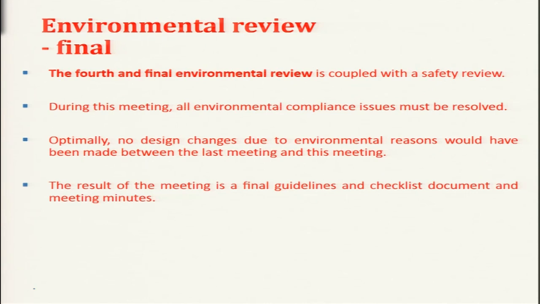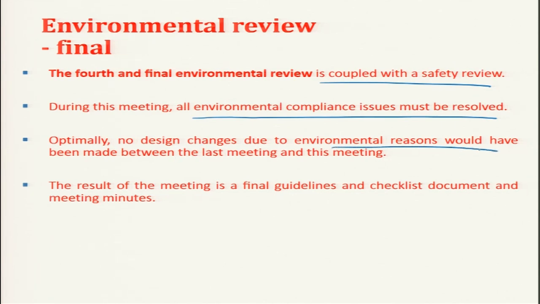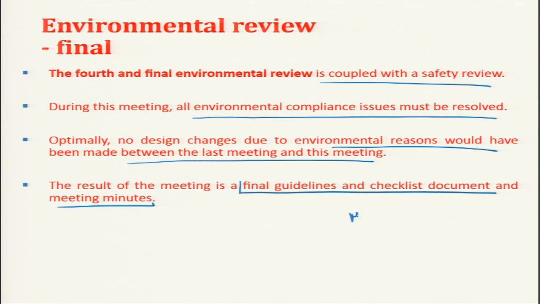In the final phase, or the fourth and final environmental review, this is again coupled with a safety review. During this meeting all environmental compliance issues must be resolved. Optimally, no design changes due to environmental reasons would have been made between the last meeting and this meeting. The result of the meeting is the final guidelines and checklist document and meeting minutes. So, this is the final that is to be delivered. The reliability representative will now finalize the guidelines and checklist document. The lead engineer will now finalize the material declaration statement.